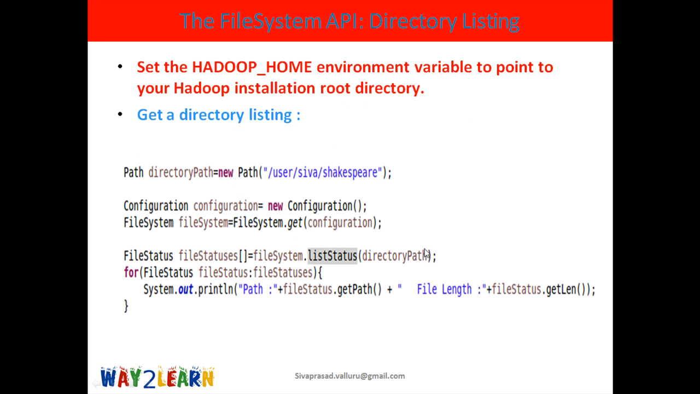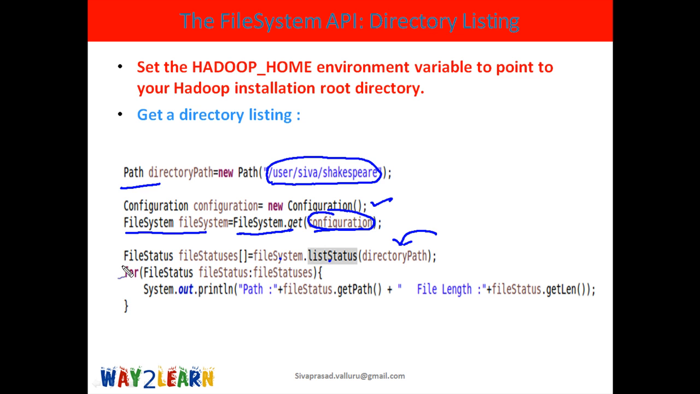The first program I am going to show you is how to list all the files in a directory. First I am creating a Path object pointing to a directory, then I create a Configuration object, then I call FileSystem.get and pass the configuration. I will get the FileSystem object based on the Configuration object. Then FileSystem.listStatus, passing the Path object pointing to the directory.